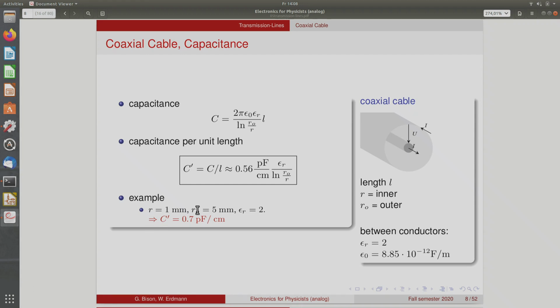Okay, so this was for a concrete example of a coaxial cable, but normally when you have a piece of wire somewhere, you also typically get something like a picofarad per centimeter. Just an order of magnitude to keep in mind. So we'll later use these two values to do some simulations.